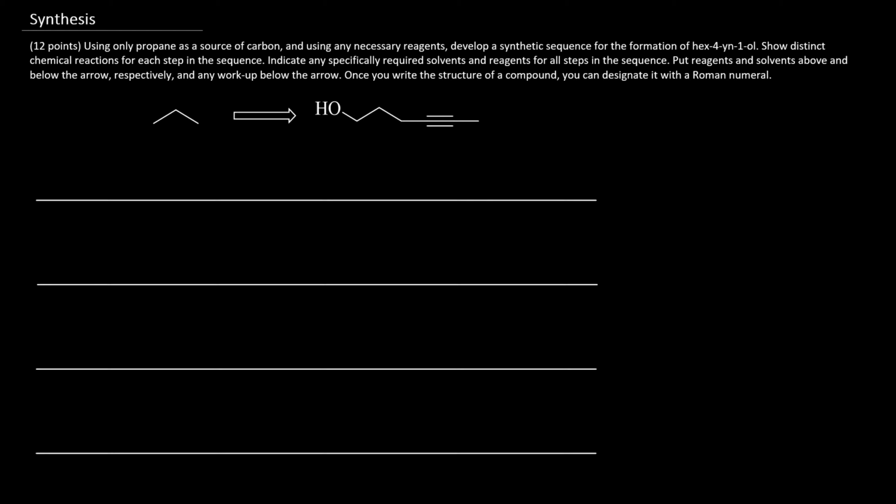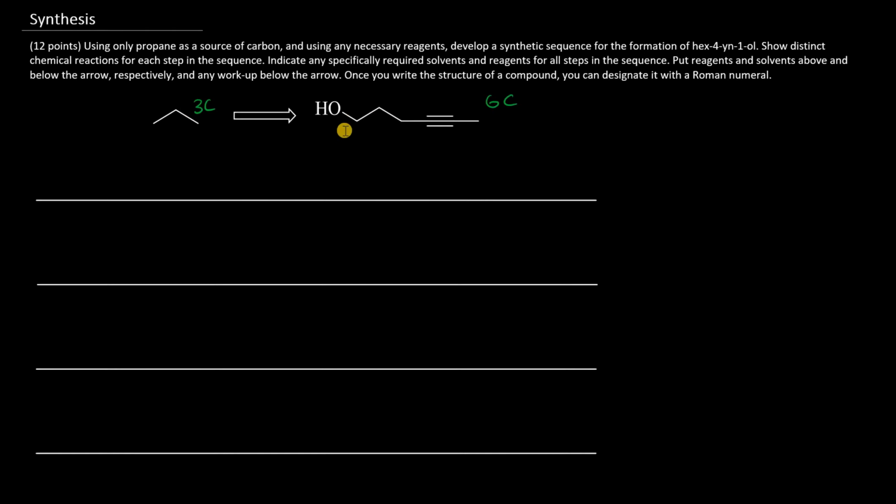Alright, let's try this synthesis problem. We're given propane, and we're asked to synthesize hex-4-yn-1-ol. Now there's no real way to jump into synthesis problems and guess what's going to happen. It's best to look at your product and derive a simple structure where you can imagine hooking up whatever number of your reactant together. In this case, propane obviously has 3 carbons, and as expected, the product has double that.